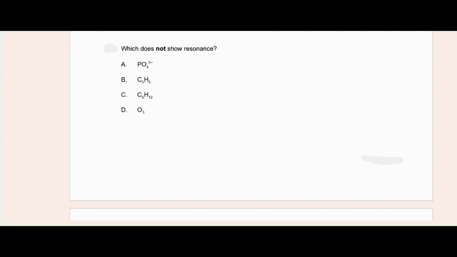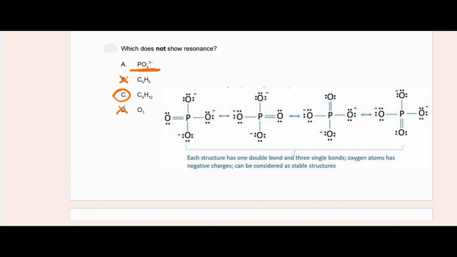Which does not show resonance? Well, we know that ozone shows resonance, benzene shows resonance. So then you've got a 50-50. If you know your organic, you'll know that CH12 is just a hydrocarbon, so it won't be showing resonance. Whenever you have ions, polyatomic ions, it's most likely that they will have some resonance.